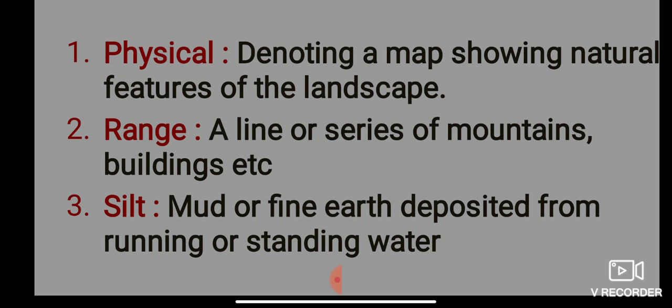Physical, in this sense, denotes a map that is showing natural features of the landscape. They are known as physical. And what is range? It is a line or series of mountains, buildings, etc. They are known as a range. And the last one is silt. What is silt? It is mud or fine earth deposited from running or standing water. Those are known as silt.